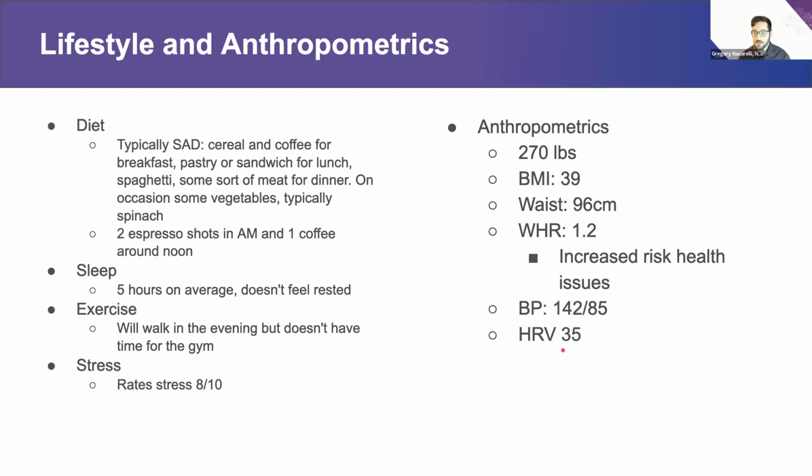You see his HRV here is 35. That's pretty low. Usually I like to see people in 50 to 60. So we see the stress is just dropping the HRV, which is probably affecting the poor sleep. His exercise: he will walk in the evening, but doesn't have time for the gym. This is something you want to absolutely work somebody up to. Somebody who is fatigued, they're probably not going to start exercising.